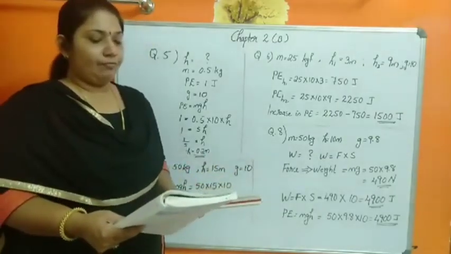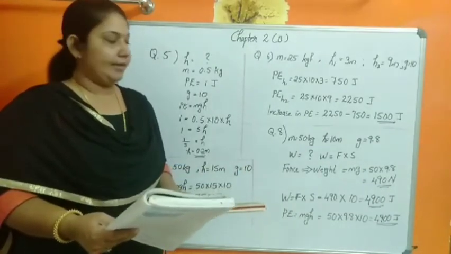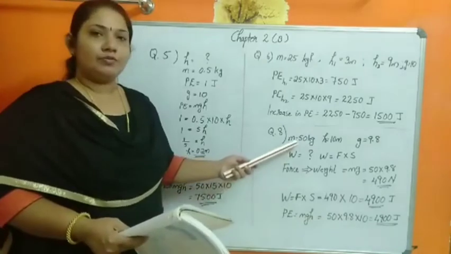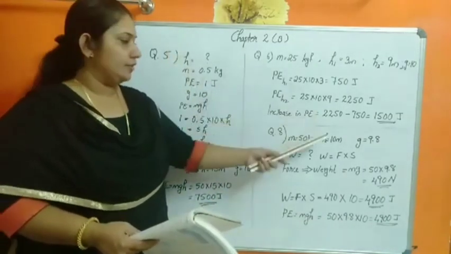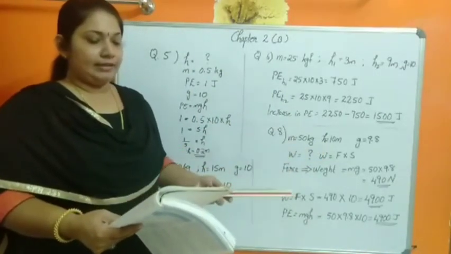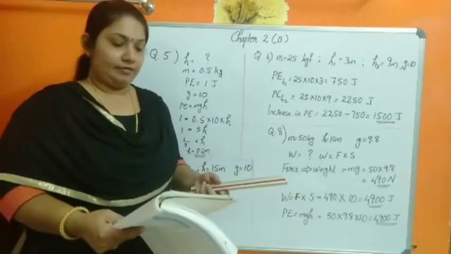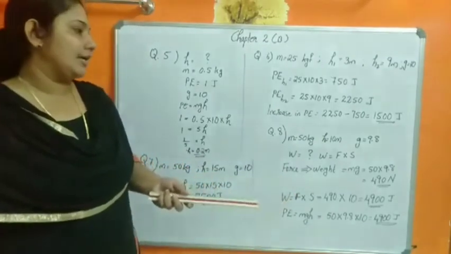And our question number 8. A man of mass 50 kilogram climbs up a ladder of height 10 meter. So the mass of the man is given 50 kilogram and he climbs the stairs and reaches the height 10 meter. Calculate the work done by the man and calculate the increase in its potential energy.